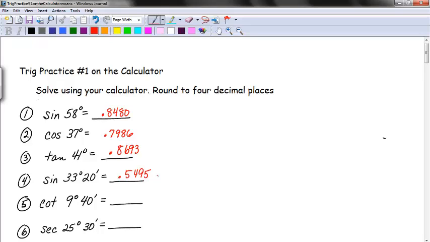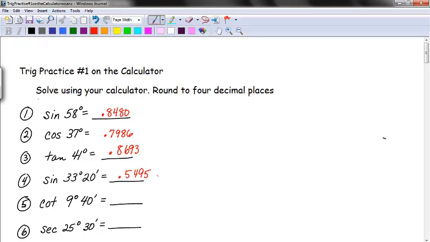Okay. Now, number 5 starts the reciprocals. You still know the angle. So cotangent is like 1 over tangent. That means you want to figure the tangent of 9 degrees 40 minutes and then get it down in the denominator. So go ahead and figure tangent. Pick up the 9, do second function angle, pick up the degrees, 40, second function angle, pick up the minutes.